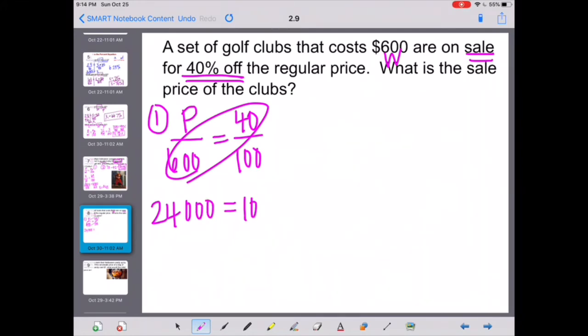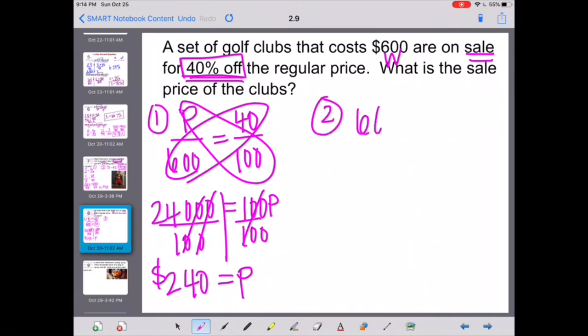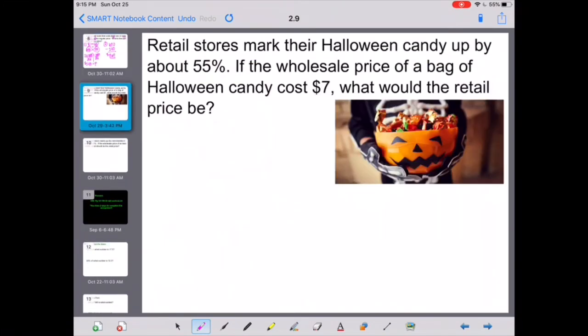Okay, when I cross multiply, I get 24,000 equals 100p in this case. Then I divide by 100. That gives me 240 equals my part. So the part that I get to take off, or the 40%, is $240. So now part 2, I need to start with what the original cost was and take away that 40%, or that $240. And that tells me that I'm still going to have to pay $360 for those golf clubs.